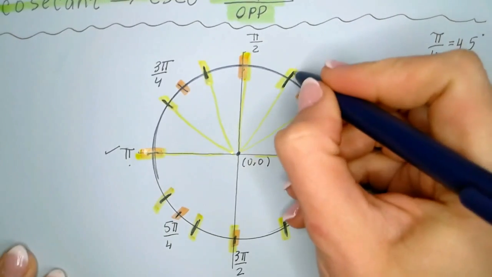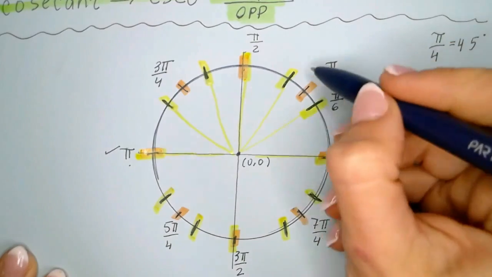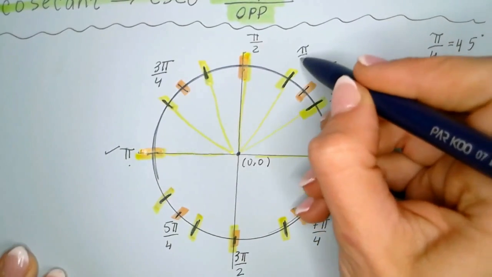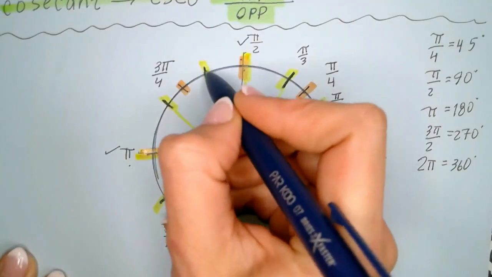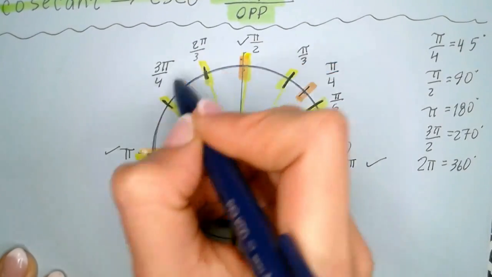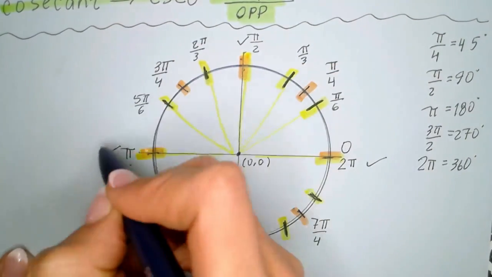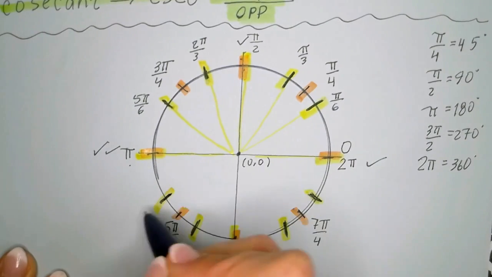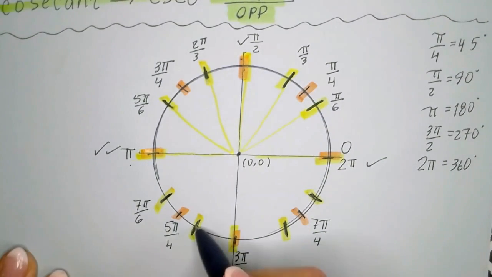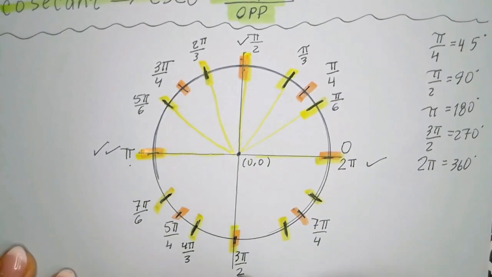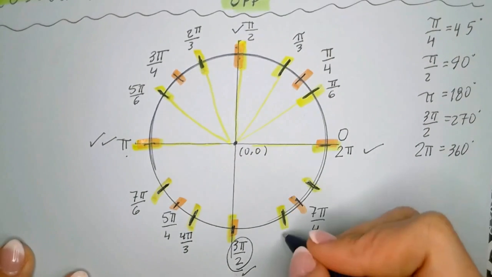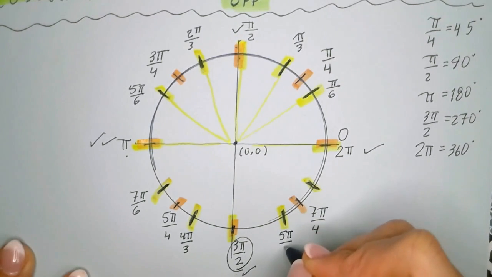This is 2 pi over 6, which reduces to pi over 3. 3 pi over 6, checkpoint, because that's the same as pi over 2. 4 pi over 6, which is good. 5 pi over 6. 6 pi over 6, checkpoint. Here is 7 pi over 6. 8 pi over 6, which reduces to 4 pi over 3. 9 pi over 6, which is checkpoint, 3 pi over 2. Okay? 10 pi over 6 reduces to 5 pi over 3.